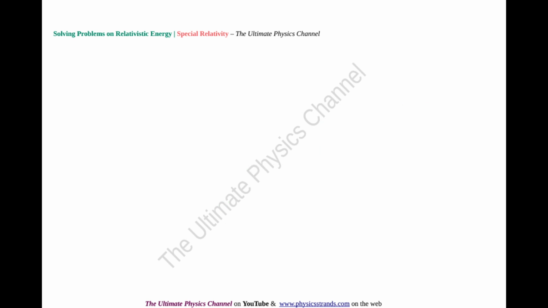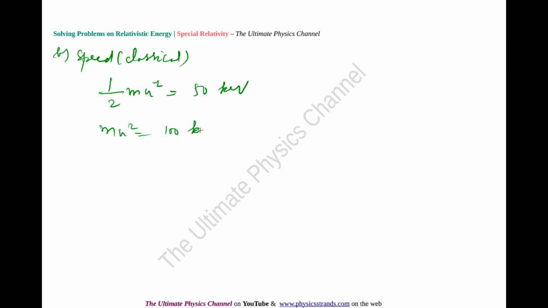Okay, so for the same particle, we can calculate using the classical expression as the second part. So the speed now, using the classical expression for kinetic energy, which is just half m u squared, where u is the speed. Half m u squared is the kinetic energy, which is 50 keV. So m u squared is 100 keV.